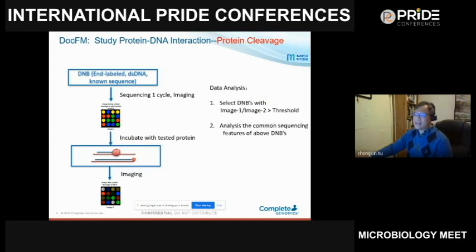So clearly, with these enzymes, the DNB containing the restriction enzyme recognition site will be cleaved. Therefore, it will have no signal. The ones without the recognition site will have the signal unchanged. Then we can just take image 1 divided by image 2. If it is larger than some threshold, we can analyze these DNBs and find some features.